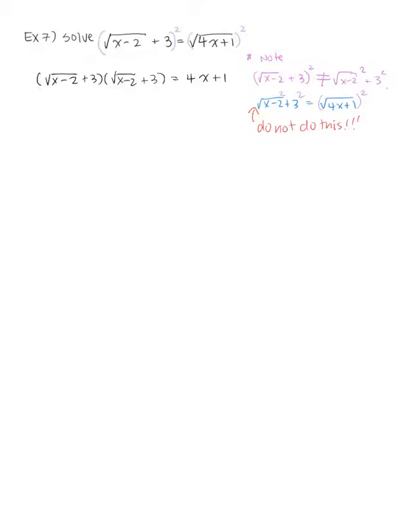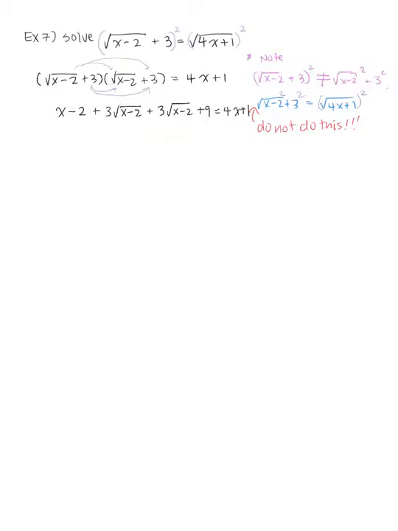So on the left hand side, what we need to do is FOIL. Okay, so let's do it. So we got the square root of x minus 2 times the square root of x minus 2. So that's just going to give us what? Just x minus 2. And then we're going to have plus 3 times the square root of x minus 2 plus 3 times the square root of x minus 2 plus 9 equals, oh no, I'm running out of room. There. Okay, hopefully you can see that.